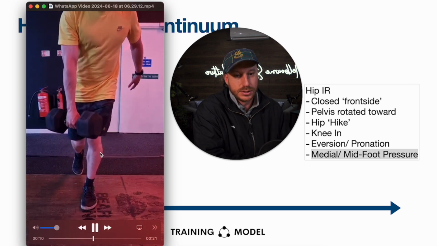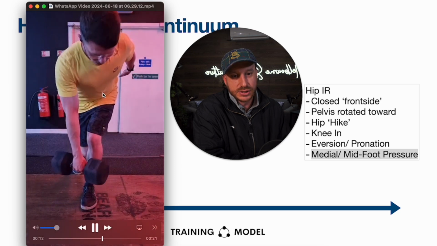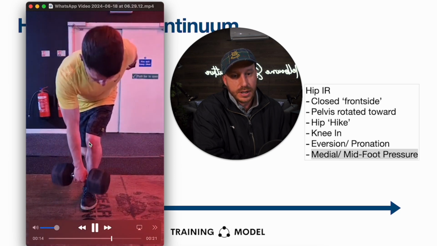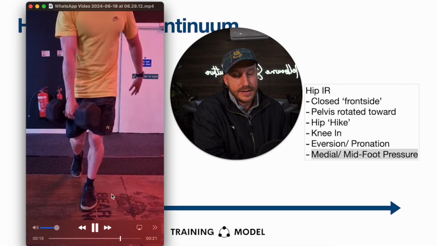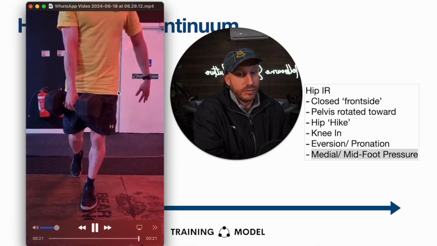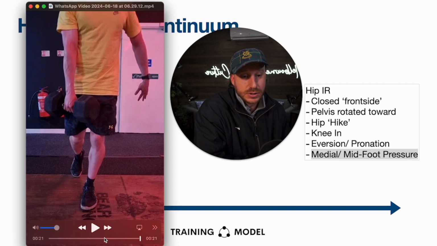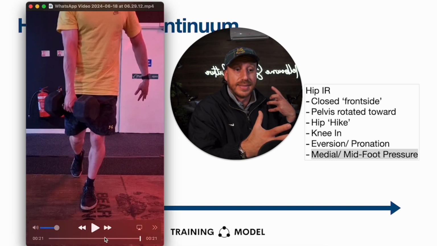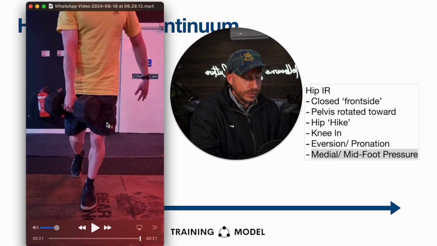He loses a little bit of balance, no drama. Knee stays on the inside. We're rotating around. That knee stays on the inside, which is really, really good. This is looking really, really good. And his feedback this week was, I'm actually starting to feel length into this glute, which is what we're looking for.